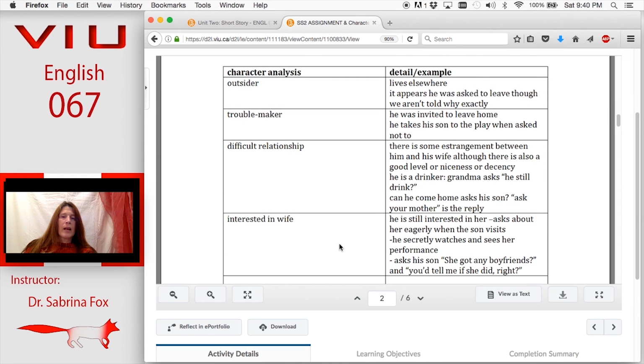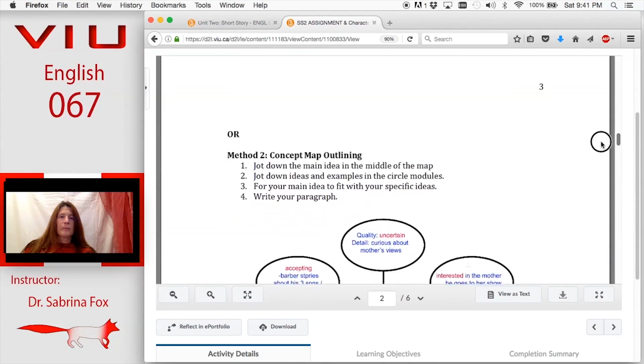So here, in a little brief table that sometimes can help you organize your ideas, here it says character analysis detail example. So say he's an outsider, then you need to prove it. So you prove it by finding details in the story that will prove it. Lives elsewhere. It appears he was asked to leave, and we're never told why, so it isn't necessarily good. He's a troublemaker. He takes his son to see the play when he was explicitly told not to. There's a difficult relationship, there's some estrangement between the parents, and so on.